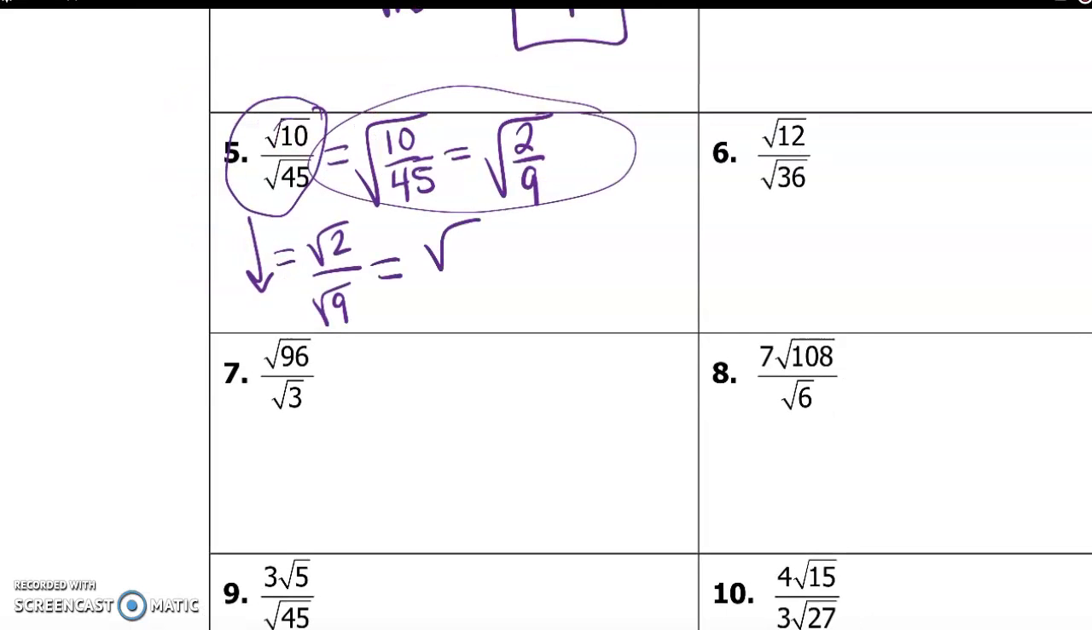So square root of 2 can't get broken down. The square root of 9 is 3. So square root of 2 over 3 is your final answer.